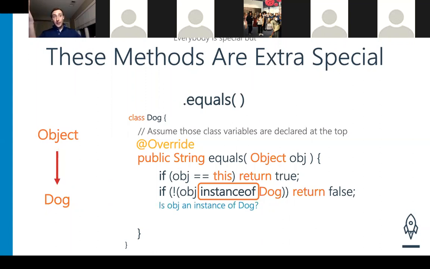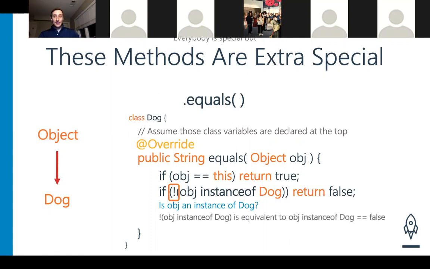One more thing you probably noticed is this exclamation point here. Why the heck do we see this exclamation point? Real quick, this is when a developer is just feeling a little bit lazy. It just means the same as object instanceof Dog equals false. Essentially, it's shorthanding that equals false part. That's what that exclamation point means. So I just want to make sure that that's clear.